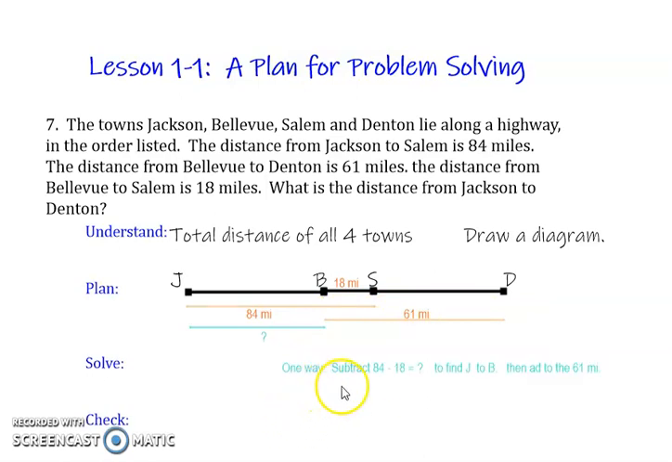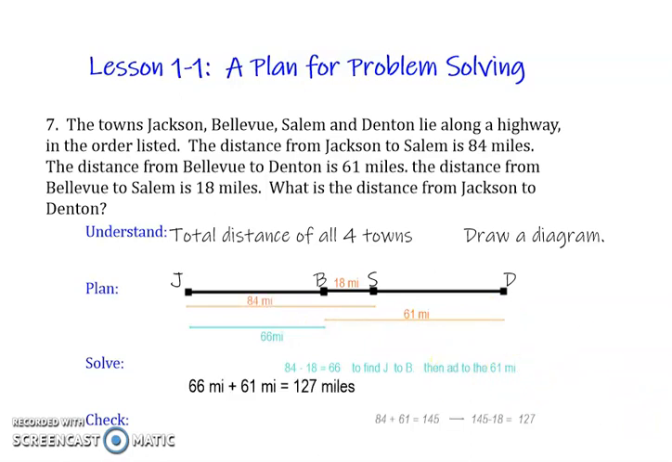So one way to do this is subtract 84 minus 18 to find out that distance, and then we can add it to the 61. Okay, so that was 66 miles from Jackson to Bellevue. And Bellevue to Denton is 61, so we just have to add those two up. I misspelled that. Okay, so 66 plus 61 is 127 miles. So that's the answer. That gives us the total distance that we need. What is the distance from Jackson to Denton?